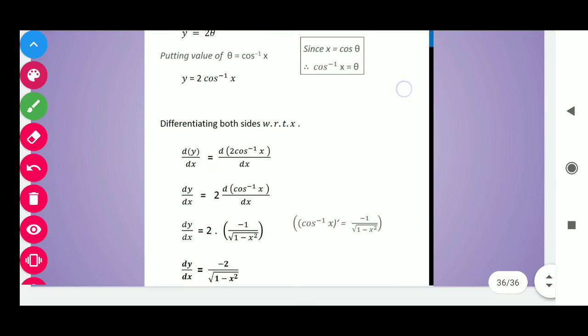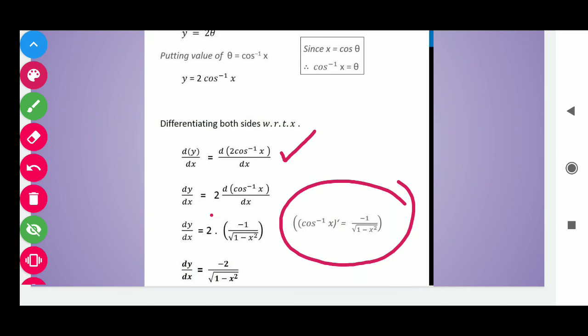In this way we get the derivative, and derivative of 2 is constant, and here we have cos inverse x. Formula is minus 1 over under root 1 minus square of angle. In this way this is our required result.